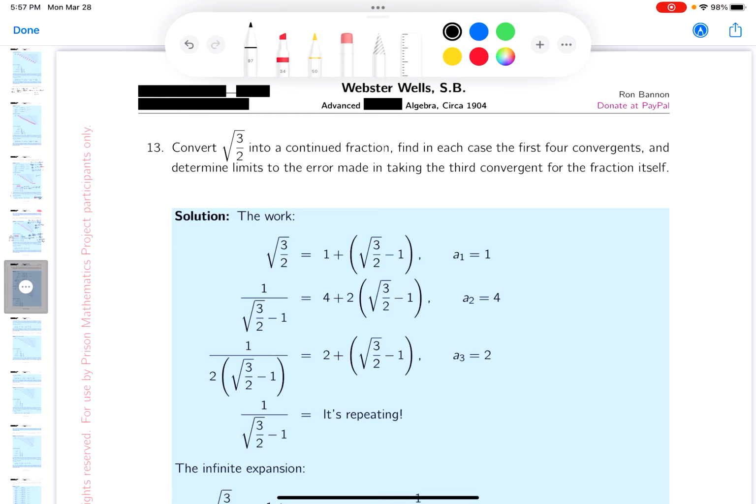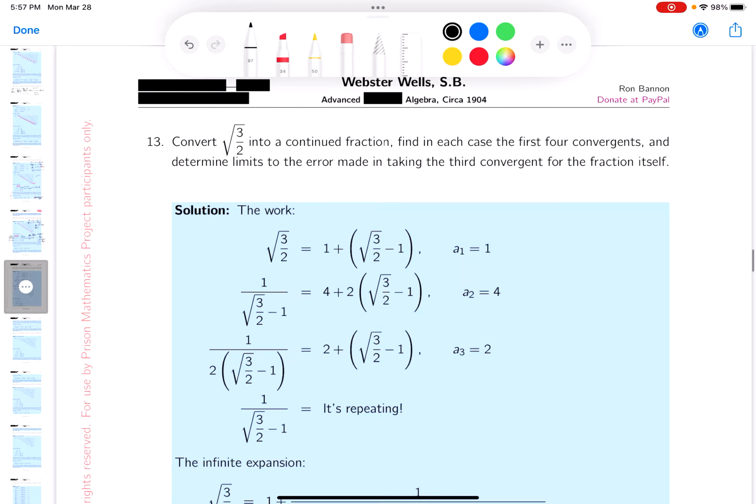Again, we're looking to rewrite this as some integer plus a proper fraction. So let's take a look at it. The first thing I would do is just look at the root of 3 over 2, and that is going to be, let's see, 1.5, right? So I'm going to say greater than 1, less than 2.